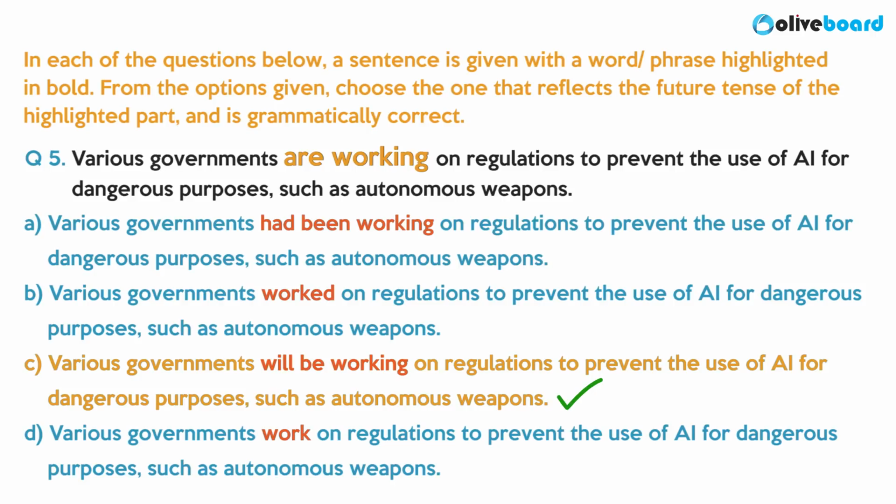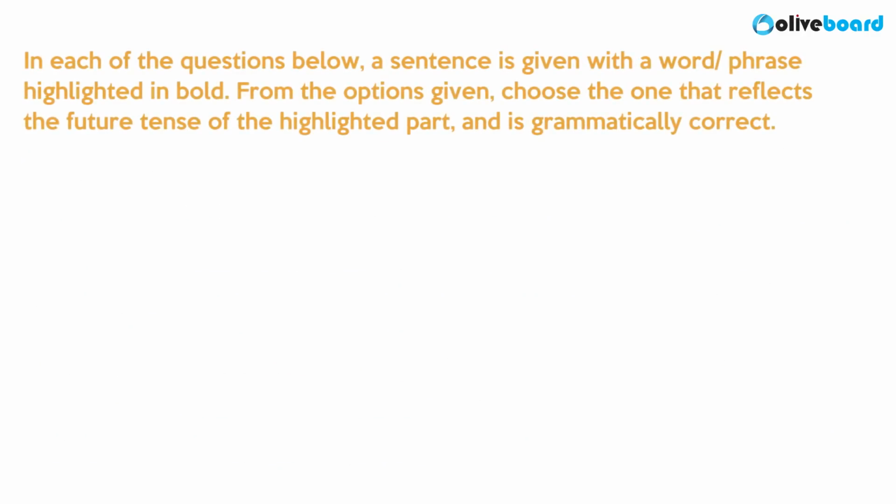So our correct answer says, various governments will be working on regulations to prevent the use of AI for dangerous purposes such as autonomous weapons. This makes option C the correct choice. Moving on to our next question. Here again, we are given a word or a phrase highlighted in bold in a sentence, and we have to find the option that reflects the future tense for the same. Now this should be simple.